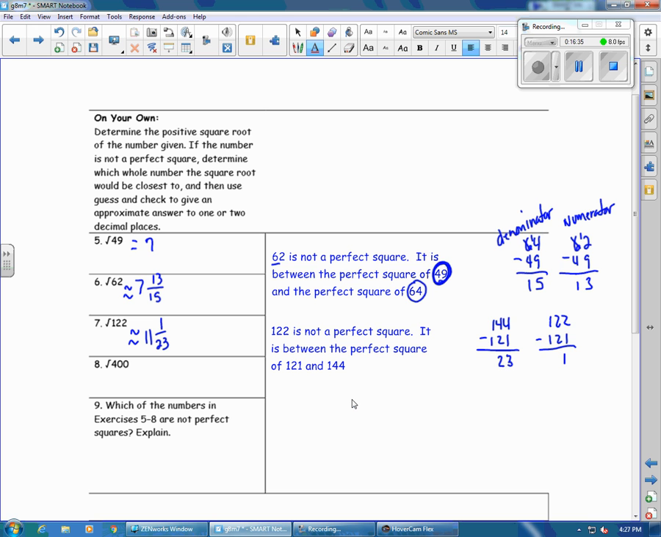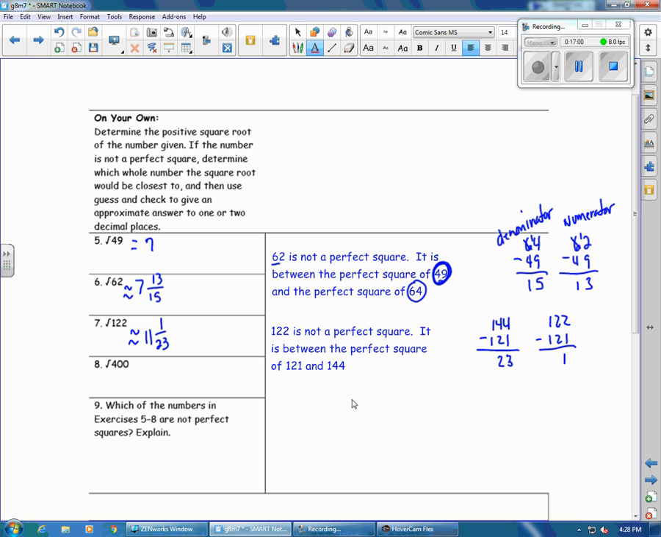Doing number 8 should be pretty easy. It is indeed a perfect square. You just have to figure out which one it is. And then answering the question for number 9, which of the numbers in exercises 5 through 8 are not perfect squares, explain. Again, I'm thinking that one's pretty easy. And if not, I'll tell you right now, 6 and 7 are the ones that we had to estimate, and we estimated them to a fraction.